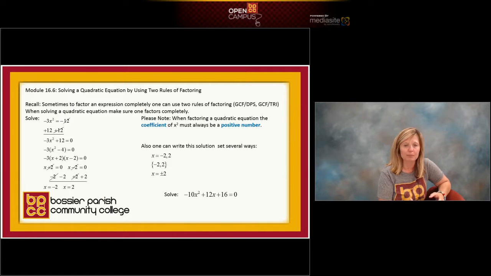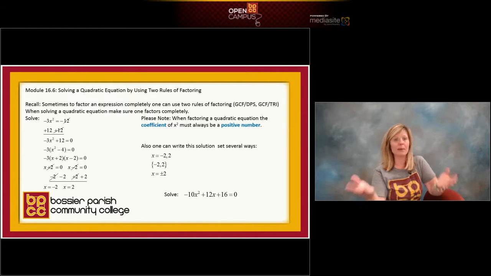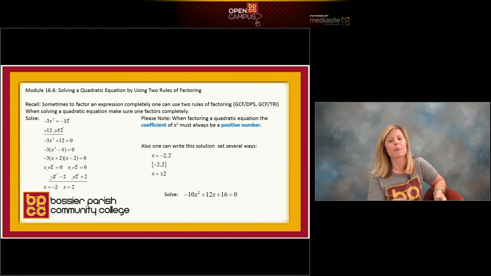And then you'll solve both by doing the inverse operation. So we'll subtract 2. Our first solution is x equals negative 2. Then we'll add 2. Our second solution is x equals positive 2. Remember, with a quadratic, we always get two solutions. They both will check. If you check them, they'll both work. They'll make the original equation balance.